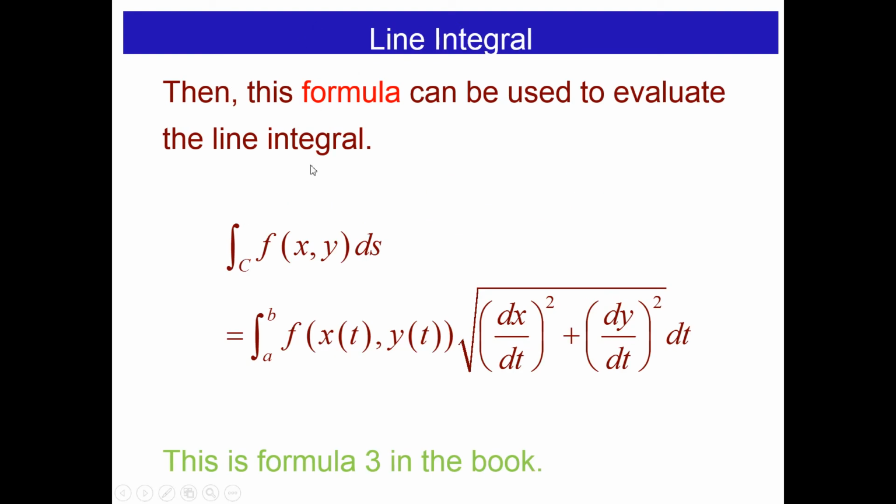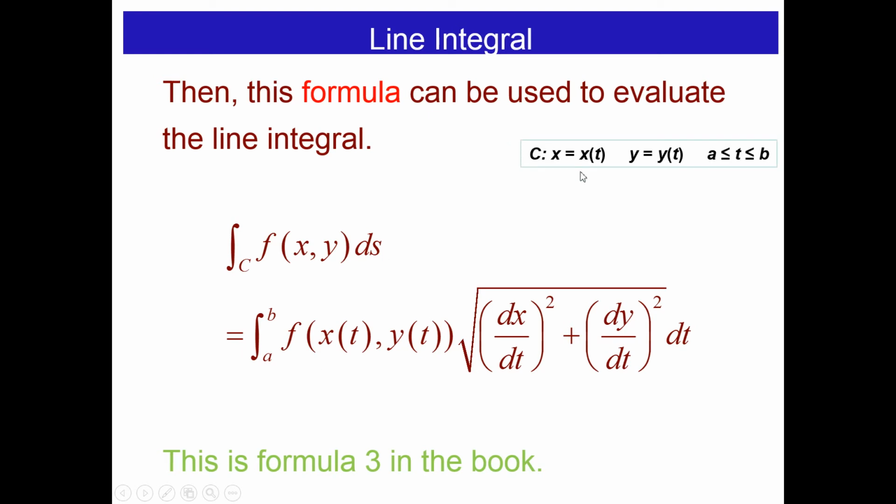So this is the formula. After plugging in all the values, this is the formula you need to remember to evaluate this integral. This formula can be used to evaluate the line integral from a to b of f(x(t), y(t)) times the square root of (dx/dt)^2 plus (dy/dt)^2 dt.